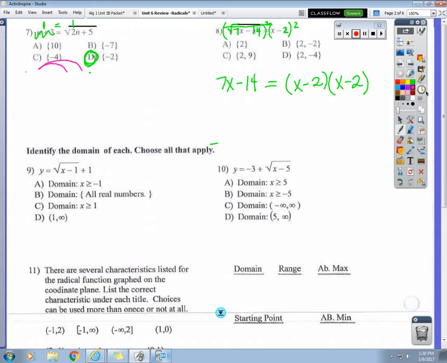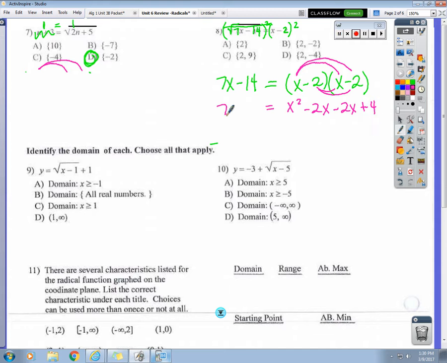Now what do I do? FOIL. So I'm going to distribute this side. X times x is x squared. X times negative 2 is negative 2x. Negative 2 times x is another negative 2x. And negative 2 times negative 2 is positive 4.